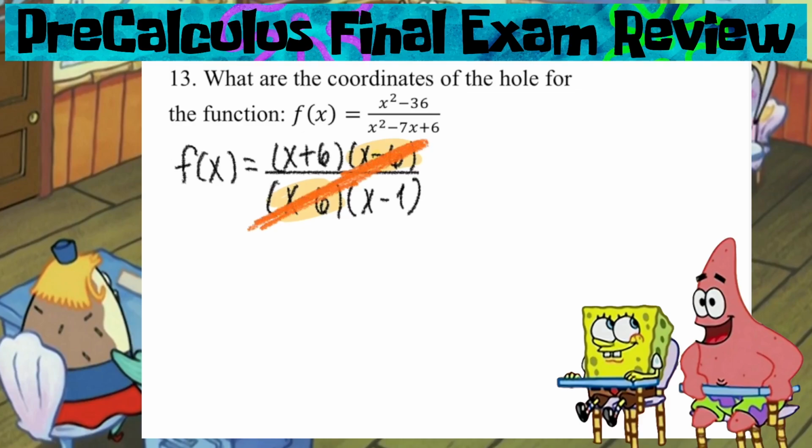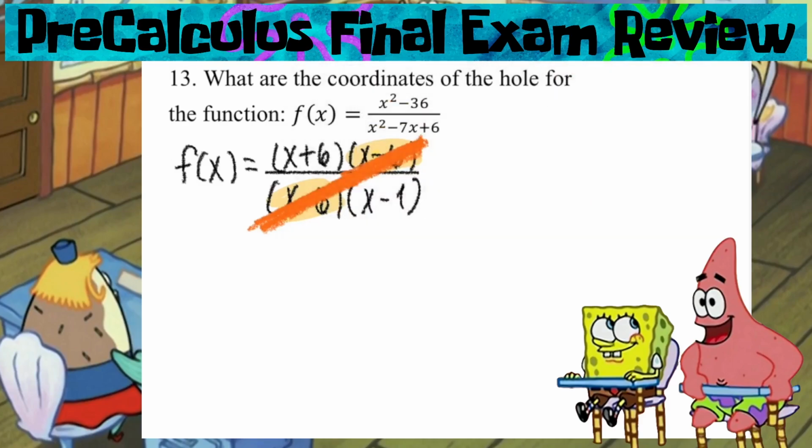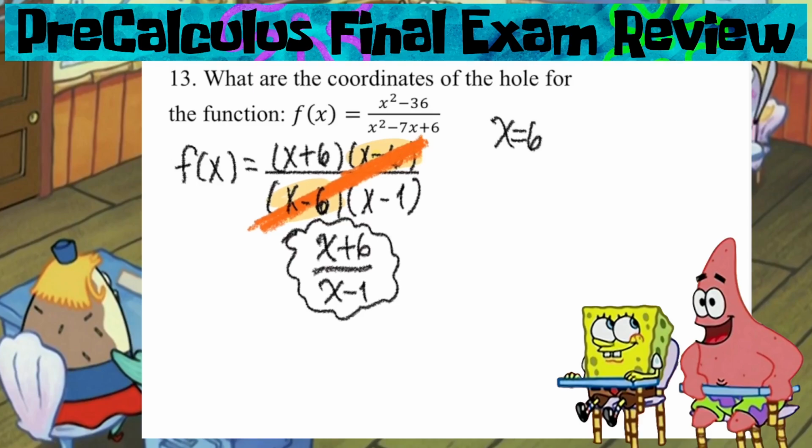That represents a hole, and I like to think when I'm crossing that out, I am spackling that hole. The function left behind is x plus 6 over x minus 1. This is the drawing that you're putting the hole into. Now, when is our hole happening? When x equals 6, right? So x minus 6 equals 0. When x equals 6 is the hole x value.